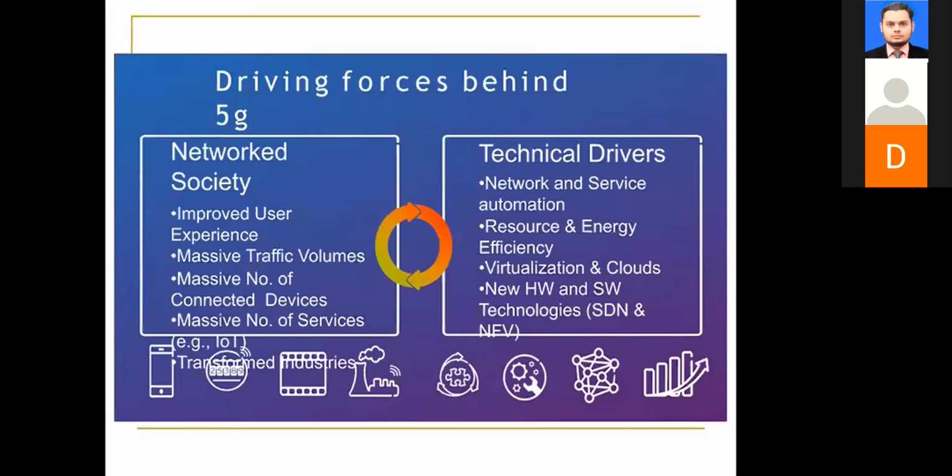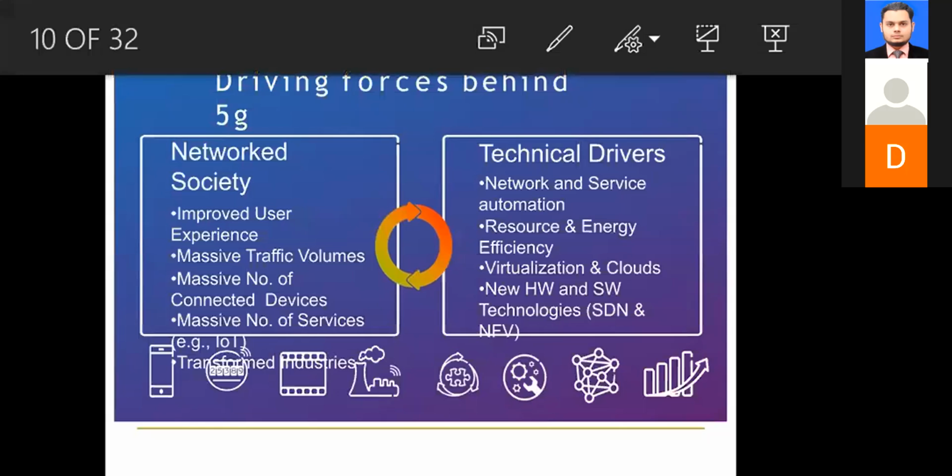This is another important slide for 5G. This slide is divided into two important areas of the driving forces for 5G. Network: when we look at the network itself, it improves the overall user experience. Now we can support massive traffic volumes, a massive number of devices, and a massive number of services.